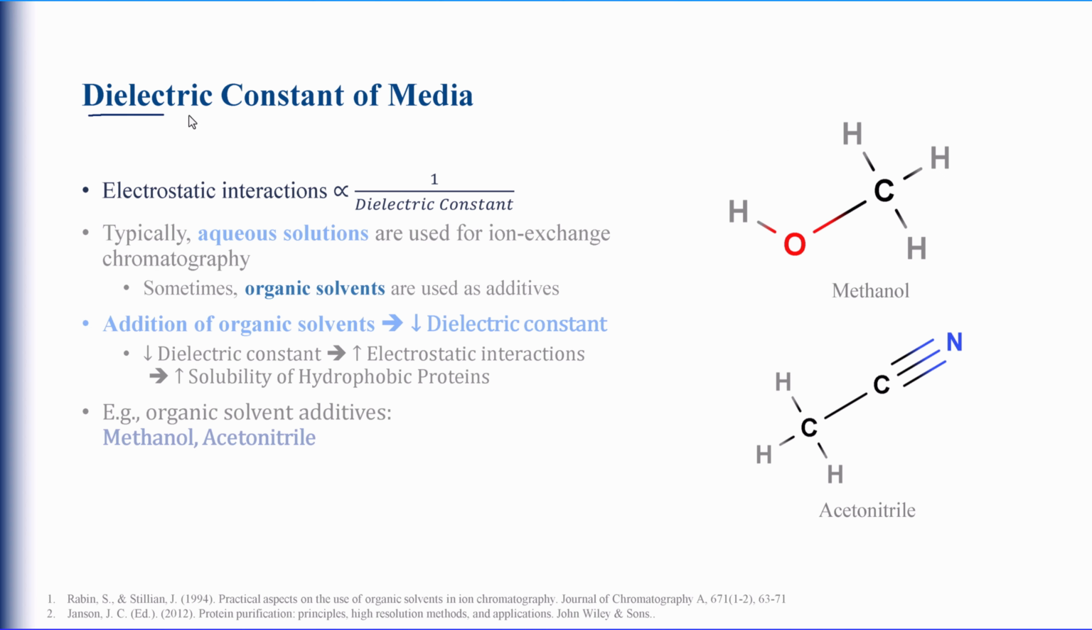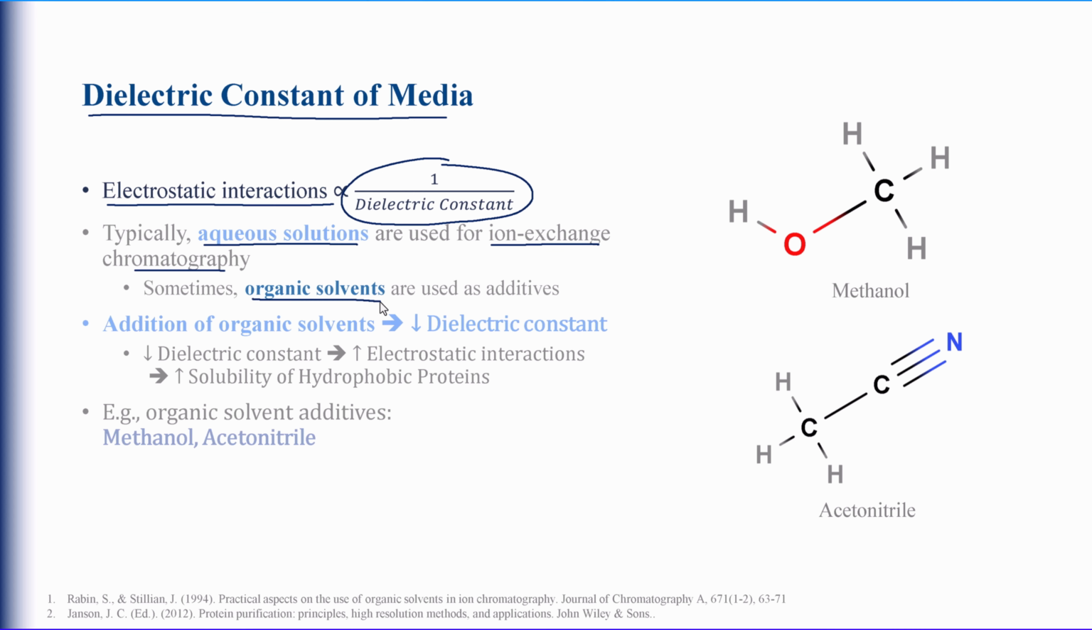Let me discuss the dielectric constant of media. Electrostatic interactions are proportional to the inverse of the dielectric constant. Typically, aqueous solutions are used for ion exchange chromatography, and sometimes organic solvents are used as additives. The addition of organic solvents decreases the dielectric constant. When you decrease the dielectric constant, this increases electrostatic interactions and thus increases solubility of hydrophobic proteins. This is the reason that sometimes you add organic solvents when you are performing chromatography.